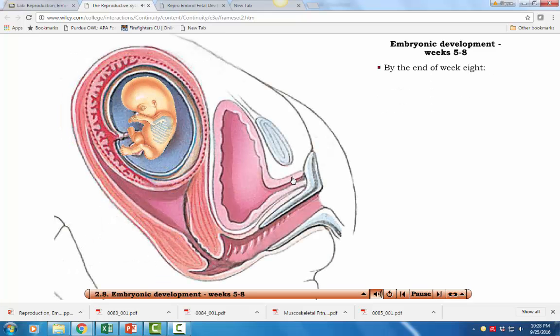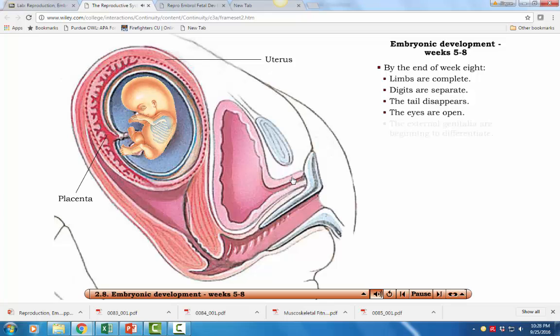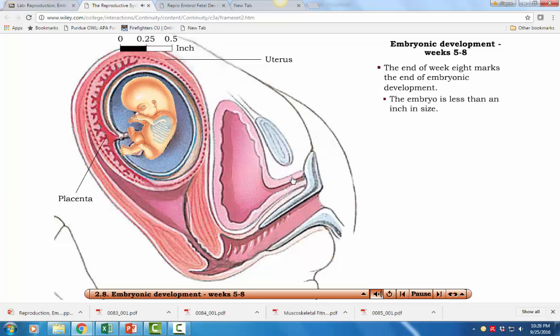By the end of the 8th week, the limbs are complete. Digits are separate. The tail disappears. The eyes are open, and the external genitalia are beginning to differentiate. Blood cells start to form in the liver. Bone ossification starts. The end of week 8 marks the end of embryonic development. While the embryo is only less than an inch in size, it now has some distinctly human characteristics. It is now referred to as a fetus.